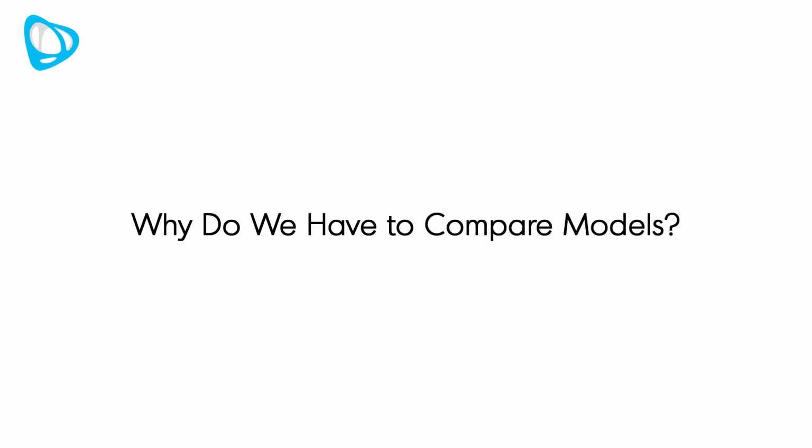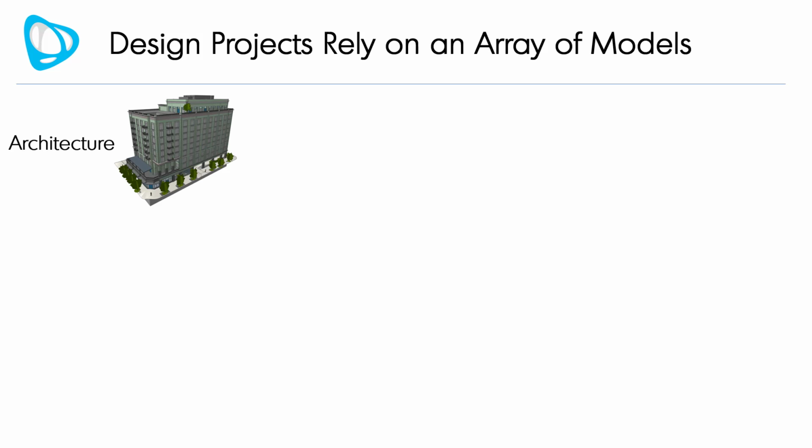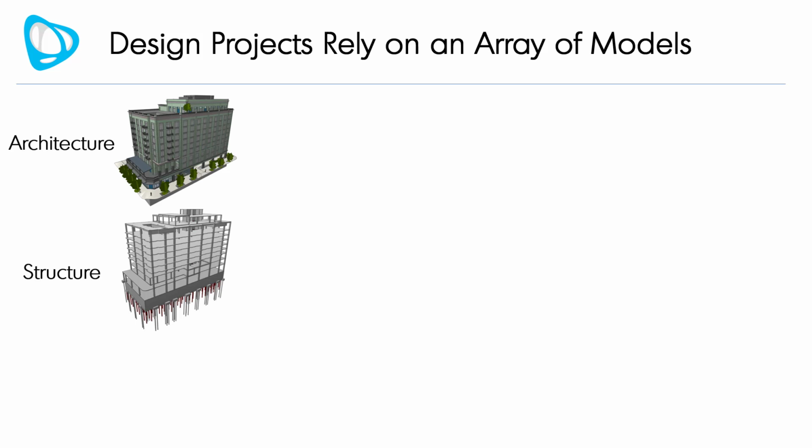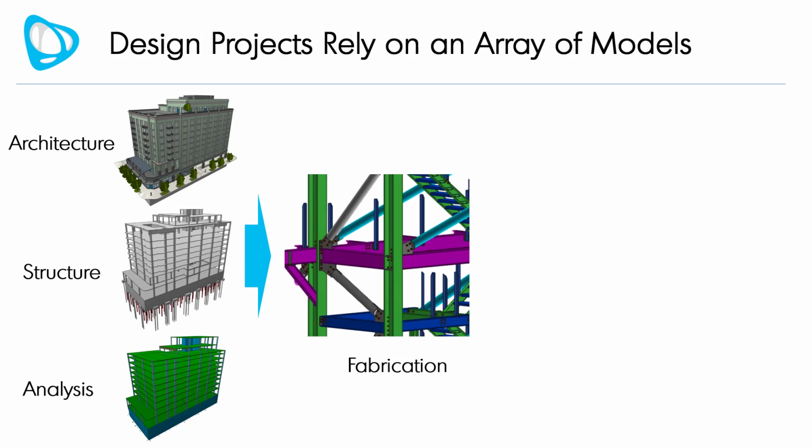Why do we have to compare models? That's because design projects rely on an array of different models. We start with an architectural model that develops into a parallel structural model, and each structural model, or the structural analysis, then has its own various models. Once you're done with construction documentation, the fabricators each create their own individual fabrication models.